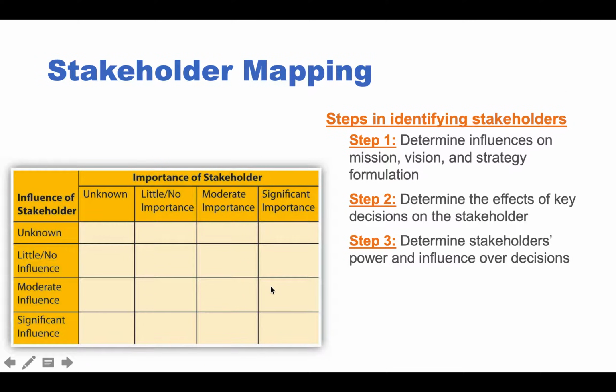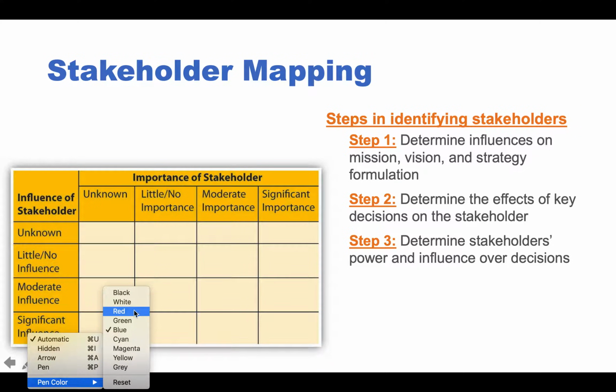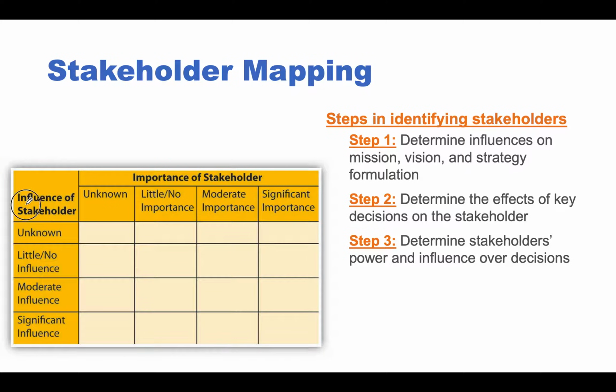All right, so stakeholder mapping. We are looking at two big dimensions here, similar to what we saw on the previous slide. We are talking about the influence. Let me find my pen again. We'll do a red one on this slide. The influence of the stakeholder, meaning the relative power they have over the organization's action.